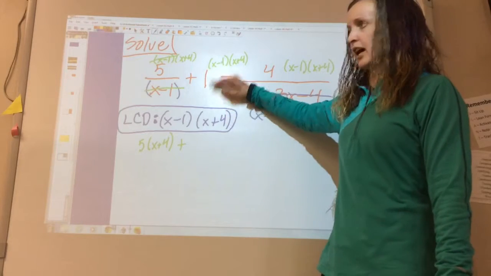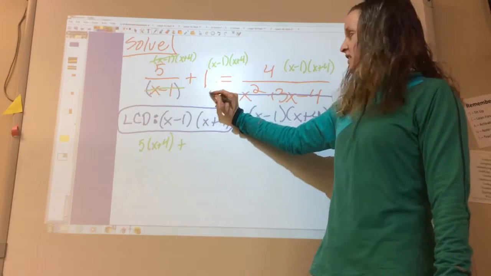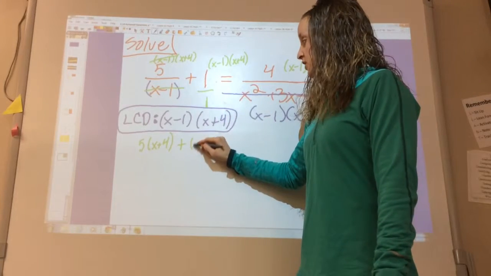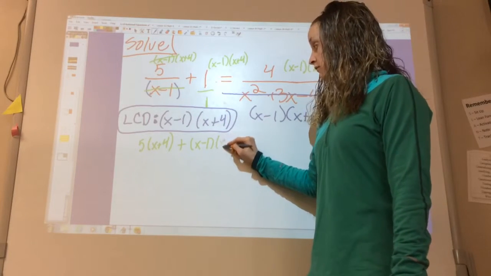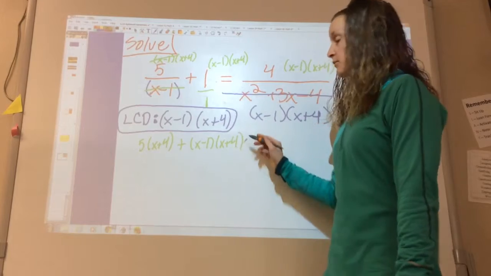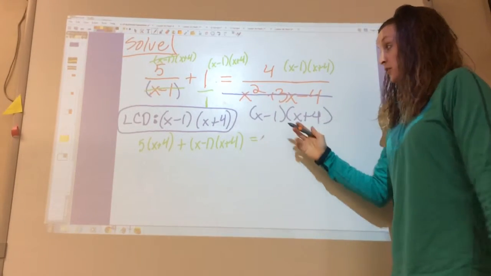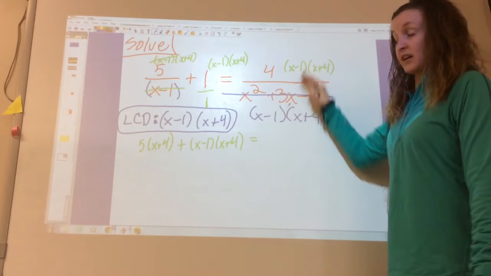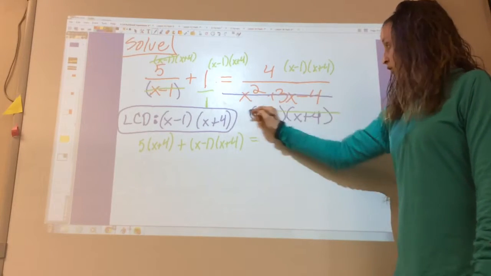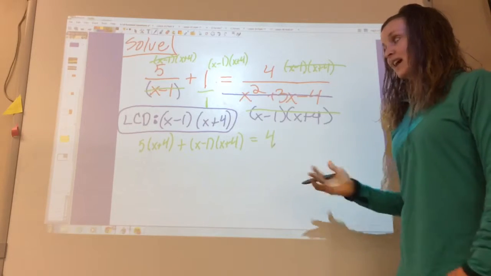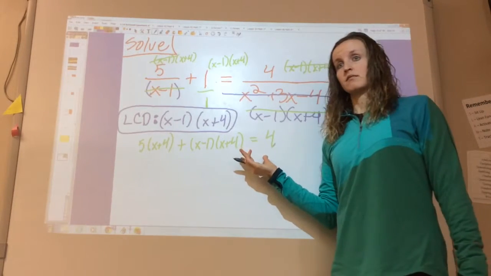Can we cross anything out, top or bottom? No, because what is this actually over? 1. So this is exactly what's left over. And I'm just showing my work. Some of you guys skip this middle step, which if you understand what you're doing, I'm fine with that. What can we cross out here? Yeah, the whole LCD. That's awesome. So you're just left with 4. Any questions on this step?